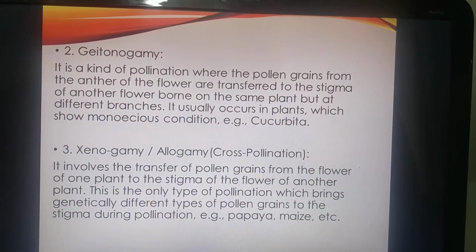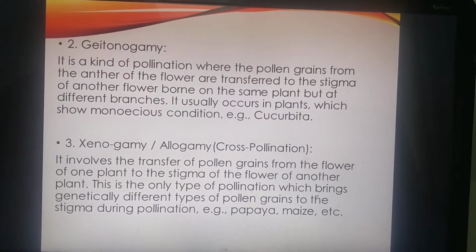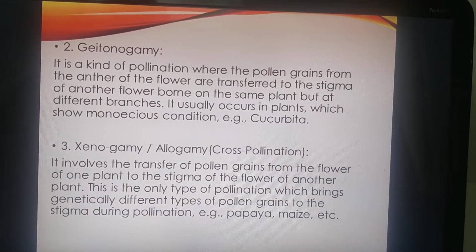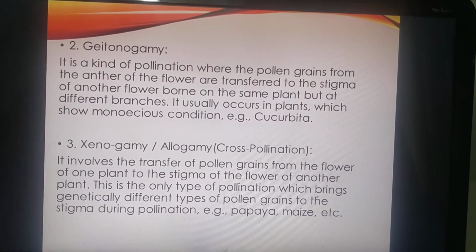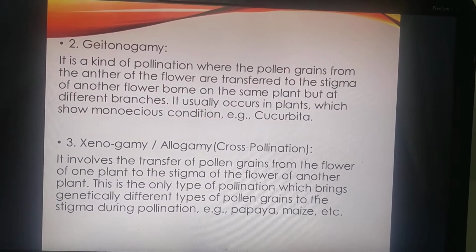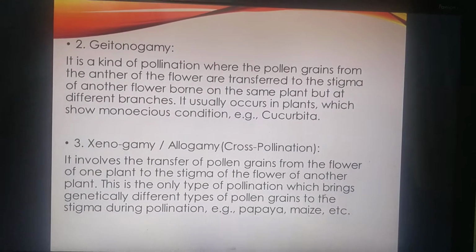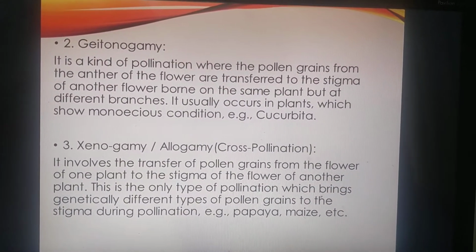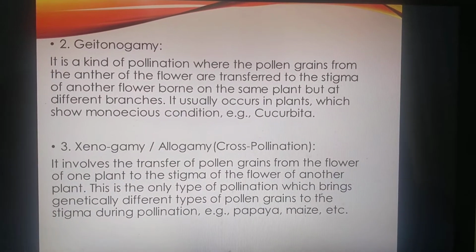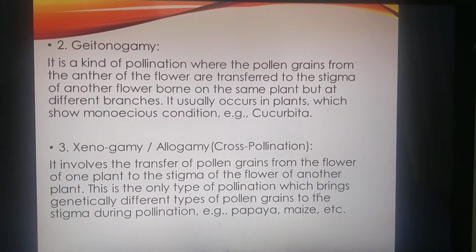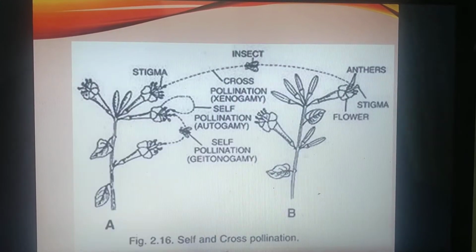The third category is xenogamy or allogamy. This is cross-pollination. It involves transfer of pollen grain from the anther of a flower to the stigma of another flower of a different plant of the same species. So this is present in many plants like papaya, maize, etc.